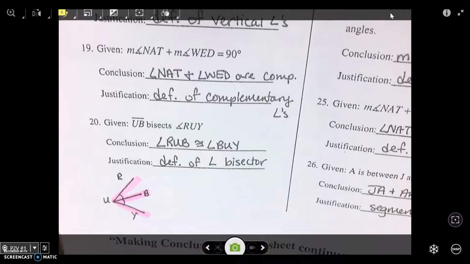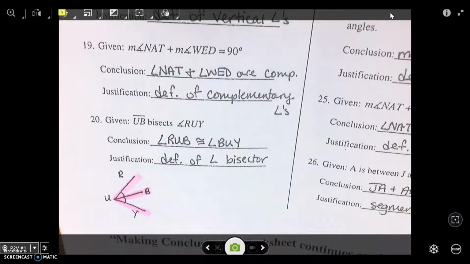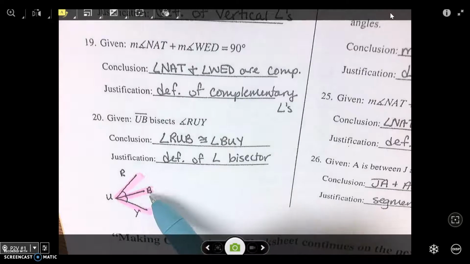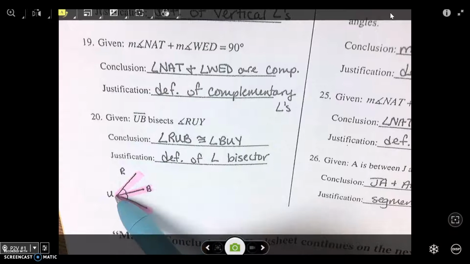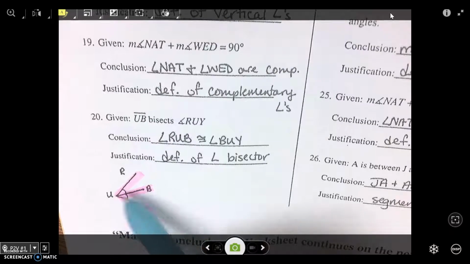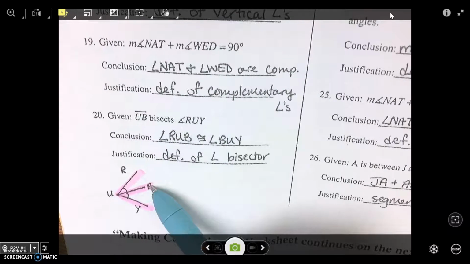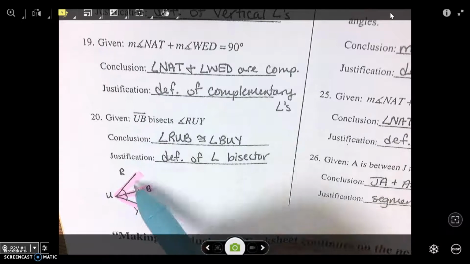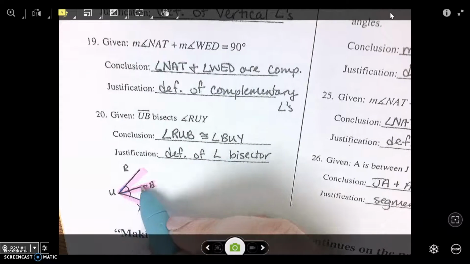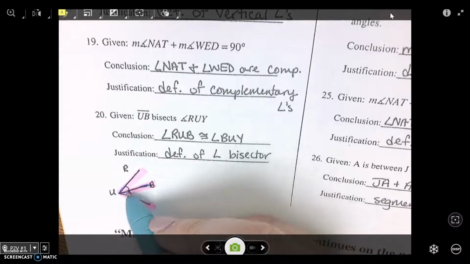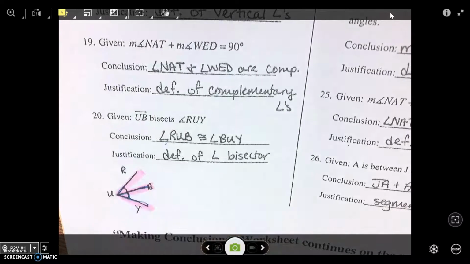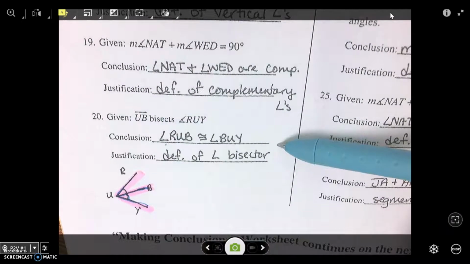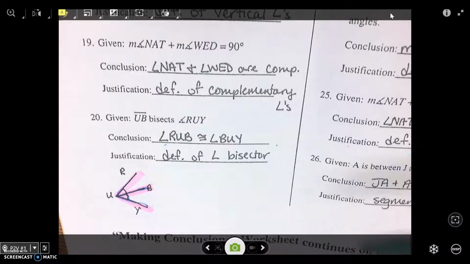Okay, so if you have an angle bisector and you're not given a picture, I would recommend making a picture. So you have this angle RUY and the ray UB cuts it in half. It bisects it. So that means that angle RUB and angle BUY are congruent. That would be your conclusion. And how can you conclude that? What's your justification? Definition of angle bisector.